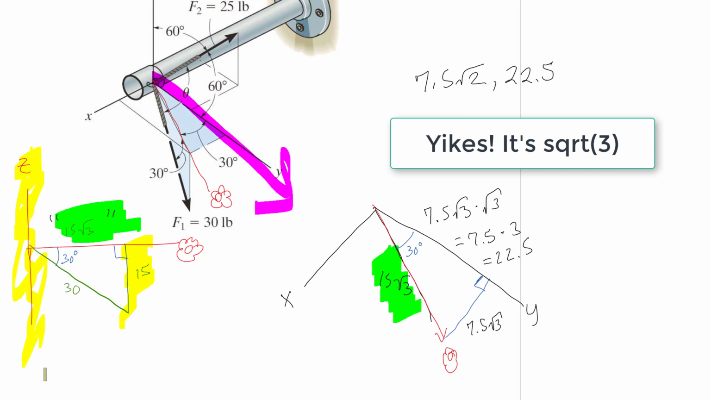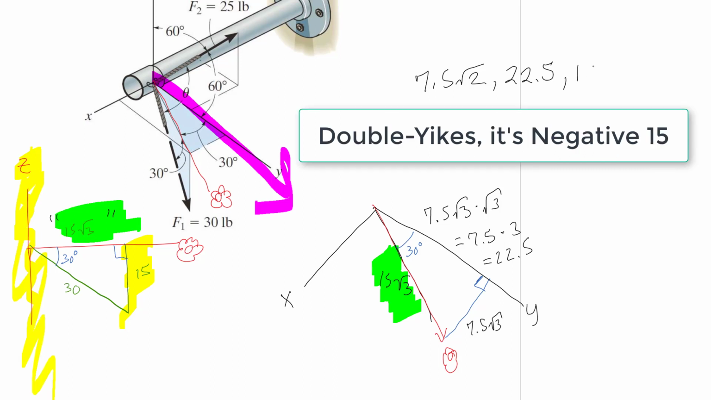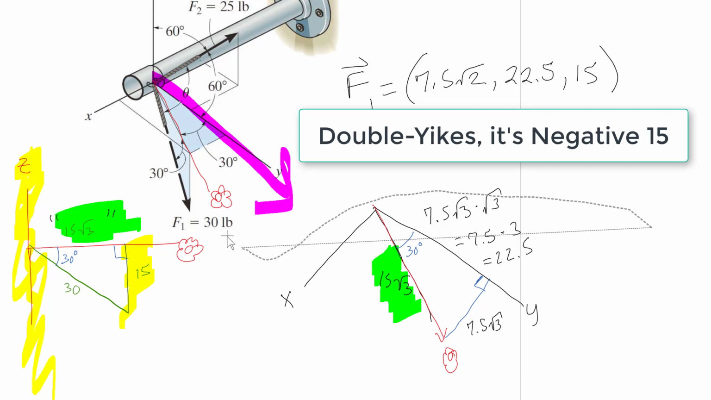And then we've got our z component right here, which is the 15. So that is my position vector, or not my position vector, that is my F1 vector. Awesome. Believe it or not, I feel like in some ways that was the easier one.